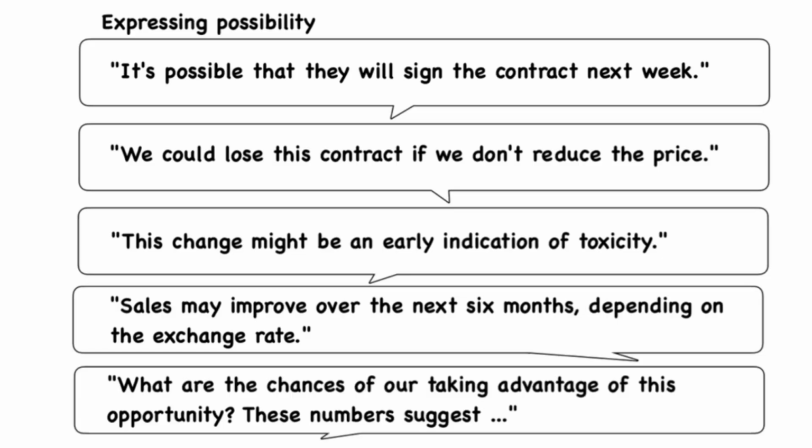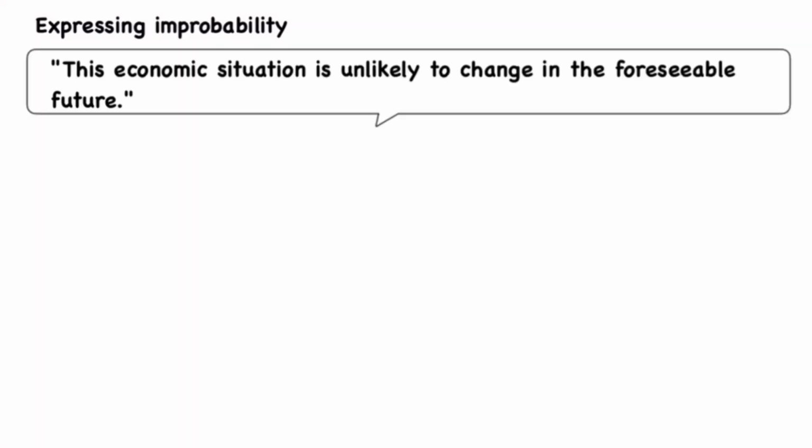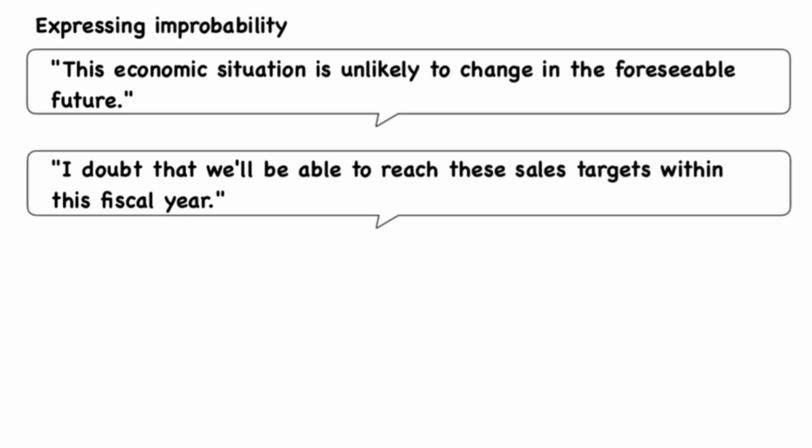What are the chances of our taking advantage of this opportunity? These numbers suggest. Expressing improbability. This economic situation is unlikely to change in the foreseeable future. I doubt that we'll be able to reach these sales targets within this fiscal year.